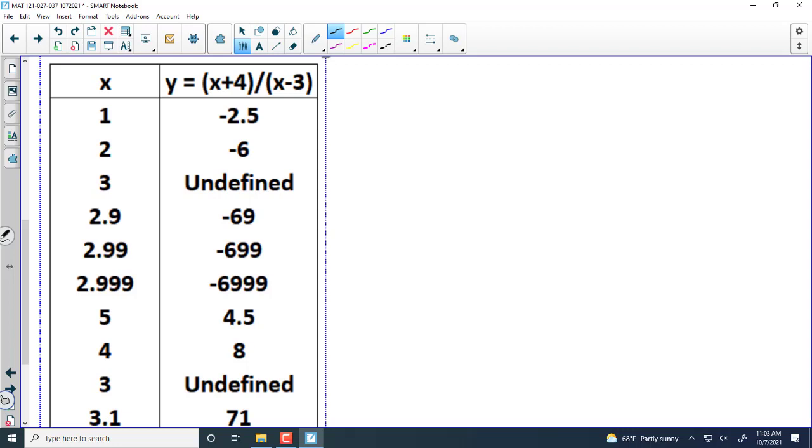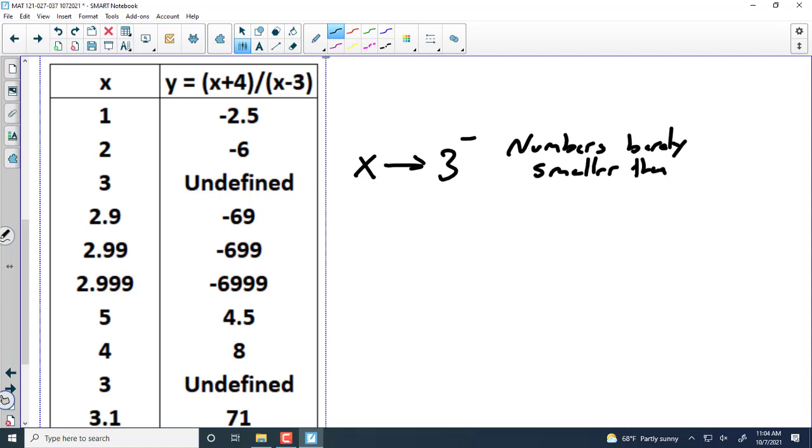So what I wanted you to notice is that as I'm plugging these numbers, as x is approaching 3 from the left, in other words, we're talking about numbers barely smaller than 3, like 2.9, 2.99, 2.999. What are the y values doing? Negative 69, negative 699, negative 6,999. They're shooting down towards where? Negative infinity. That's why the graph is doing what it does.